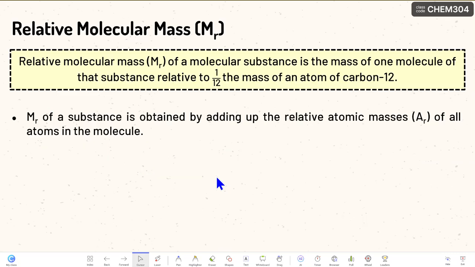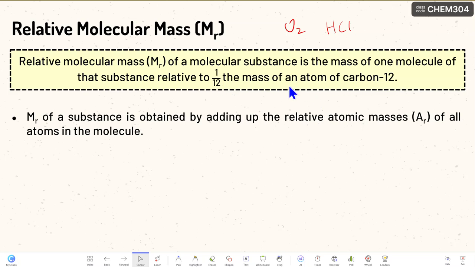Now, relative molecular mass. The word molecule tells you that it is not a single atom. So it can be a molecule of an element, for example O2, a molecule of the element oxygen, or it can be a molecule of a compound like HCl. Relative molecular mass of a molecular substance is the mass of one molecule of the substance relative to 1/12 the mass of an atom of carbon 12.